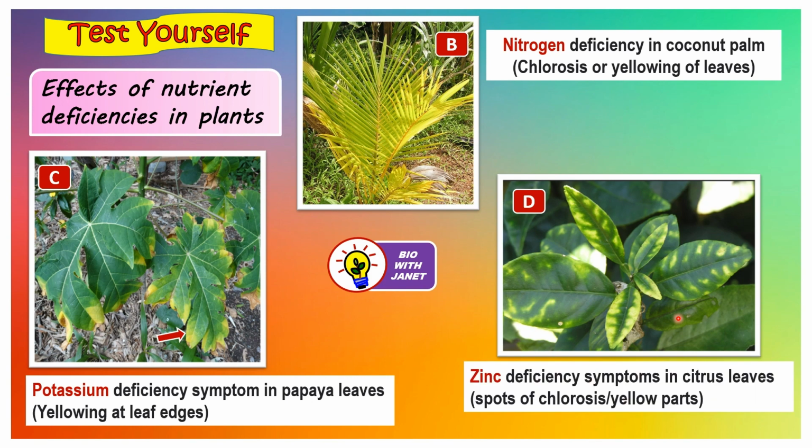The answer is zinc. So these citrus leaves show zinc deficiency symptoms because there are spots of chlorosis or yellow parts in between the leaf veins. The leaf veins are still green, as you can see here, all right? But in between the leaf veins, there are yellow spots. So this is a symptom of zinc deficiency.